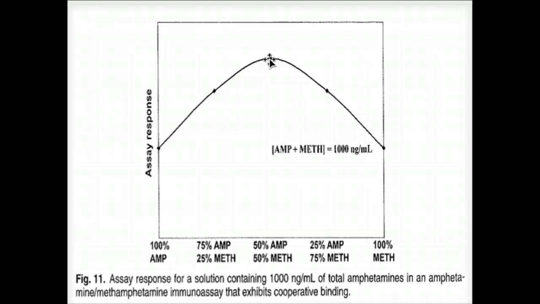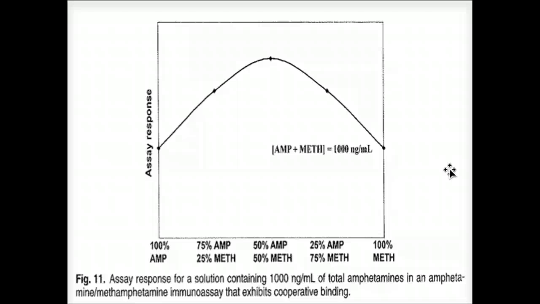Ideally, the curve should be flat if cooperative binding did not occur. As you can see, when both amphetamine and meth are present, they are increasing each other's affinity for binding to their respective antibodies. This is still a good screening method, but the plot complicates the interpretation of the assay results, especially in quantifying the concentration of amphetamine and methamphetamine that's present in the sample.